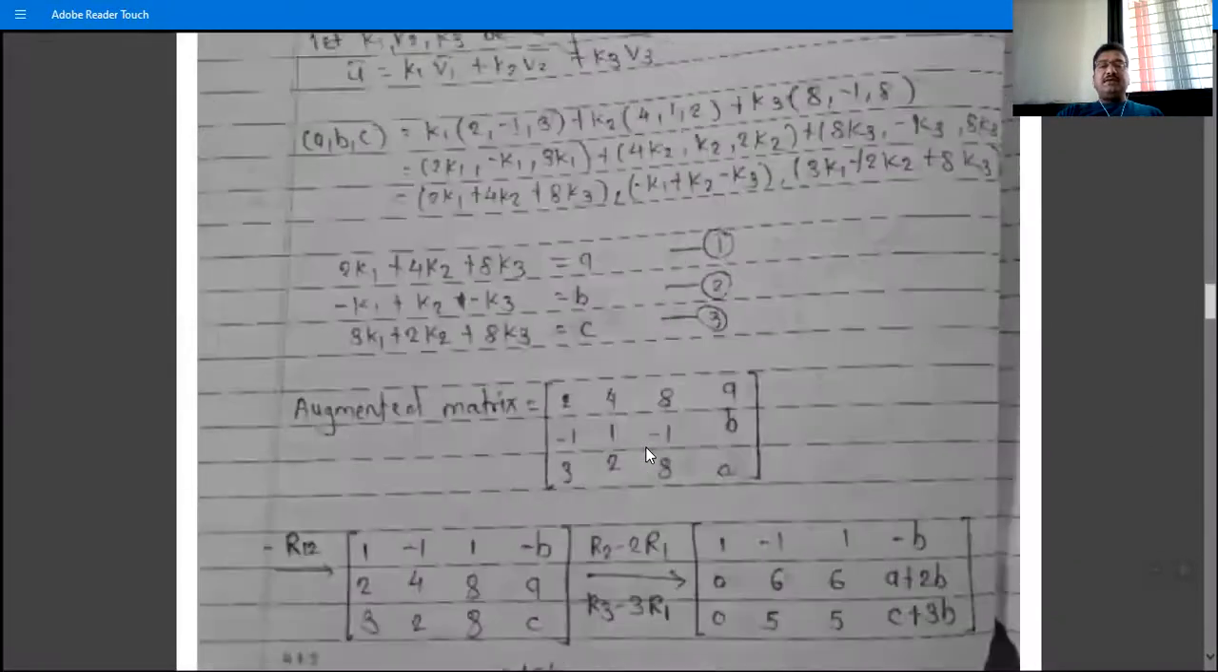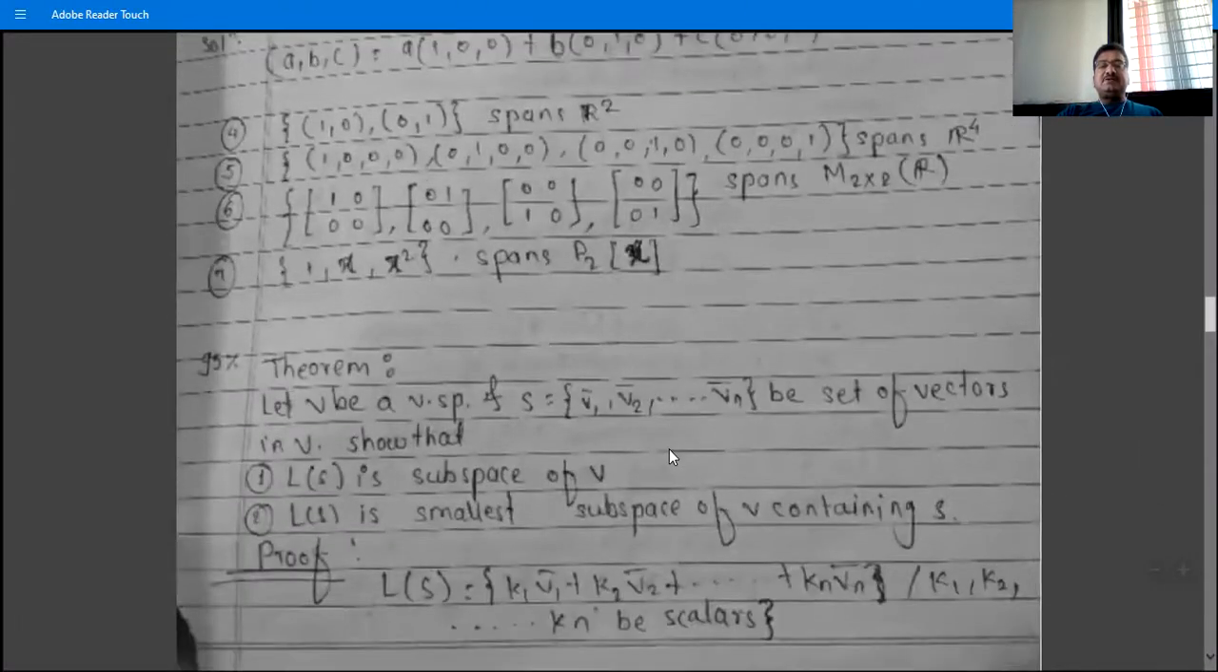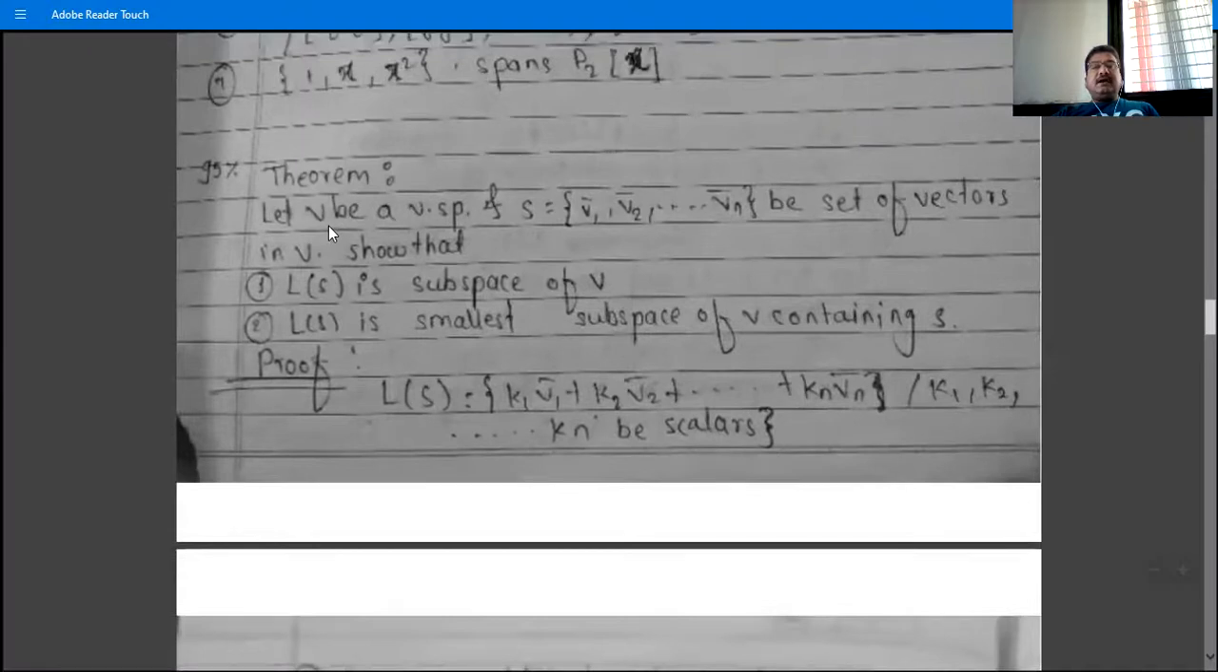So we know when a set spans a vector space, or when a set does not span a vector space: 1, x, x square span P2. In this way, 1, x, x square, ..., x raised to n span Pn. The theorem is: V is a vector space and S is the set {V1, V2, ..., Vn}, that is, it contains n vectors from V, a set of vectors in V.